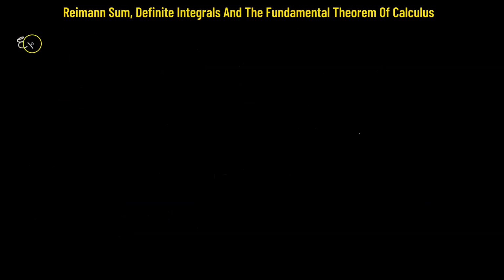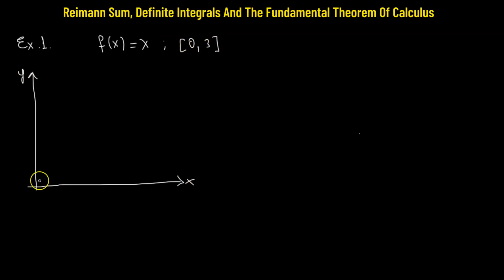So we will use the Riemann sum to approximate the area under the curve f of x equals x on the interval 0 to 3. f of x equals x is a straight line which passes through the origin. All we have to do is consider the interval 0 and 3. We need to find the area under this curve and between the interval 0 and 3.